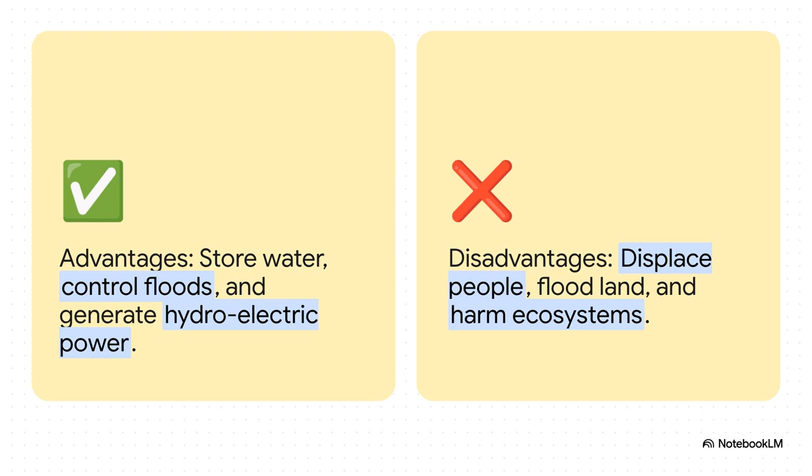But our attempts to control rivers are a real double-edged sword. Take dams, for example. On one hand, they provide reliable water, flood control, and clean energy. But on the other, they can displace entire communities, destroy ecosystems, and are incredibly expensive to build and maintain.